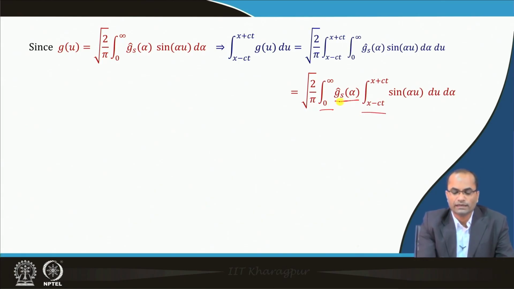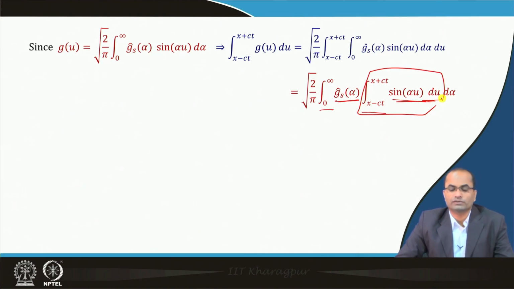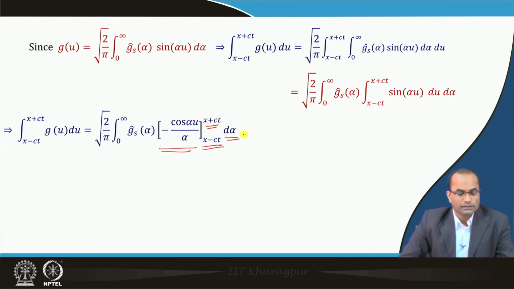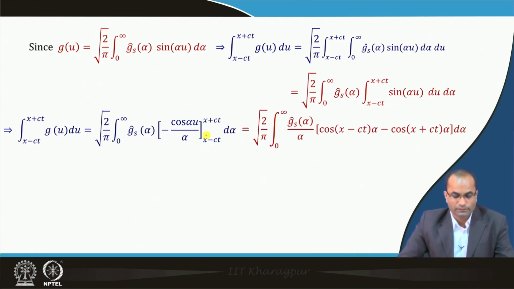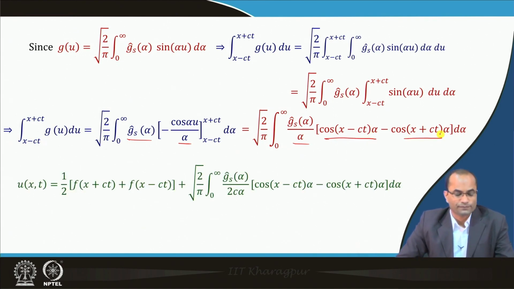So, we have g_s hat alpha and then sin(alpha u) du, but now after interchanging, this term can be simplified, because sin(alpha u) du can be integrated now. On integration we get minus cos(alpha u) over alpha from x minus c t to x plus c t, and integration is done over d alpha. So, we put the upper limit, then the lower limit, to get g_s hat alpha over alpha, times cos(alpha (x minus c t)) minus cos(alpha (x plus c t)).